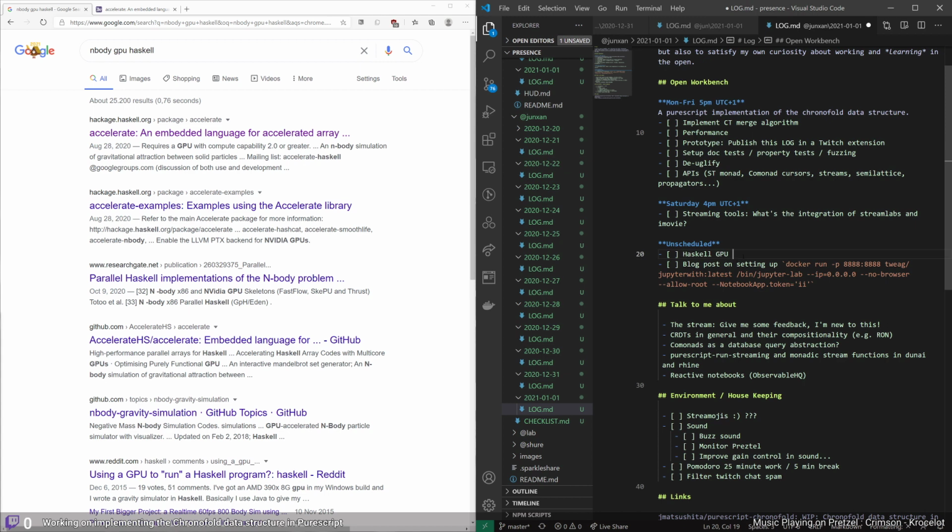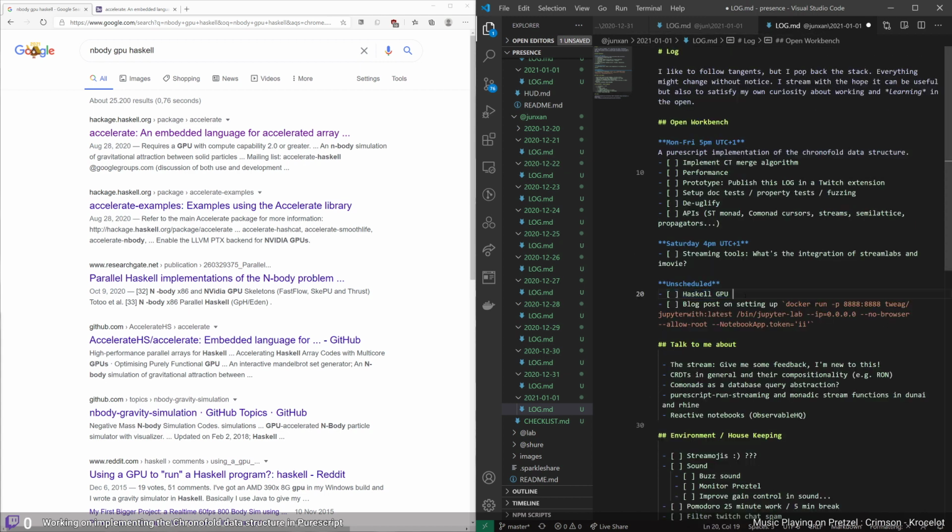I'll put this in our open workbench for now as an unscheduled event, let's say, or series. What we're looking at is implementing or testing what doing the NBody simulation in Haskell for the GPU would look like.